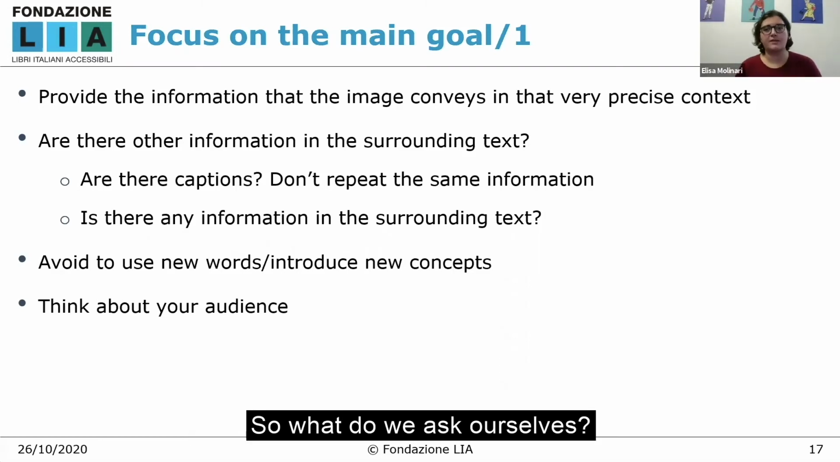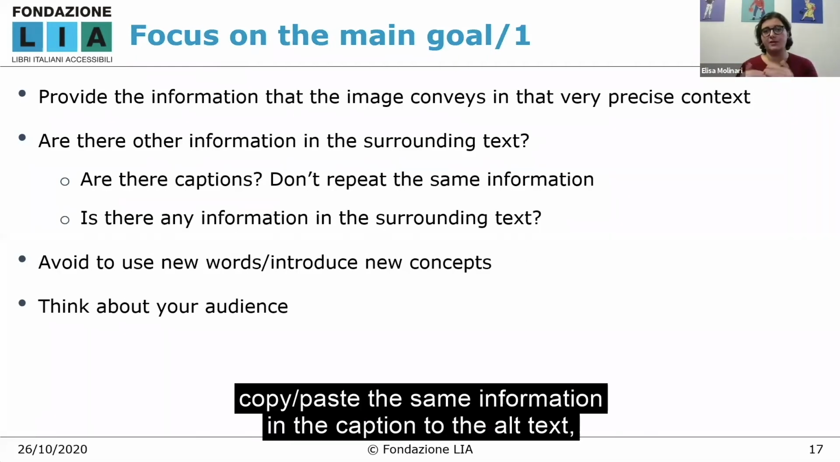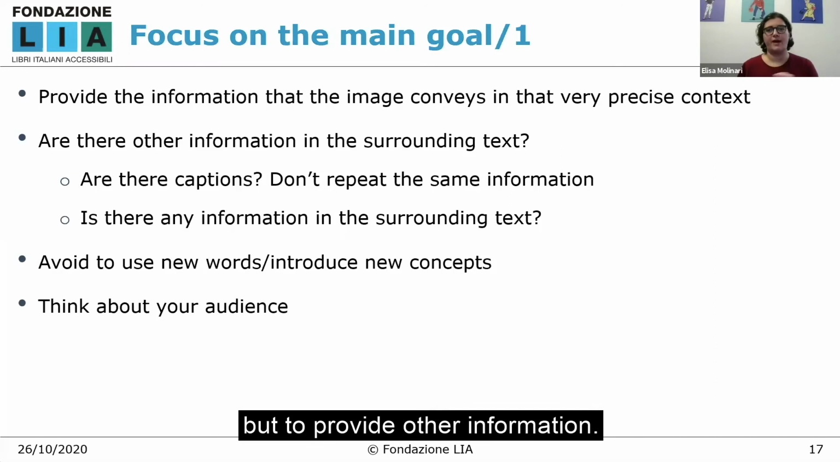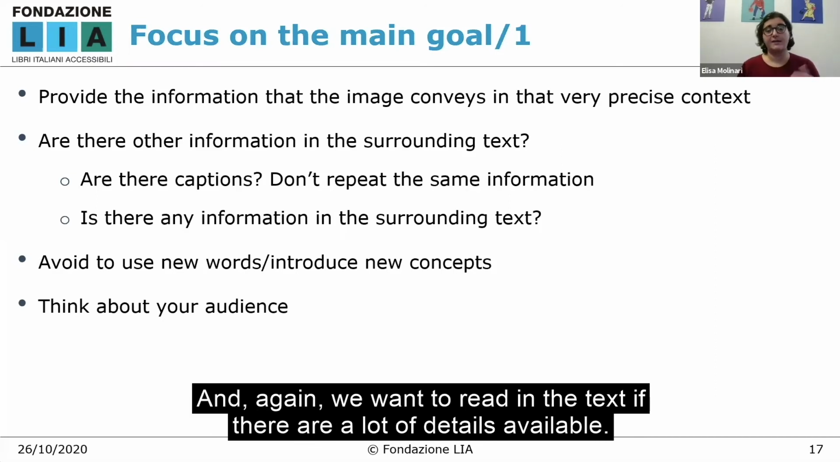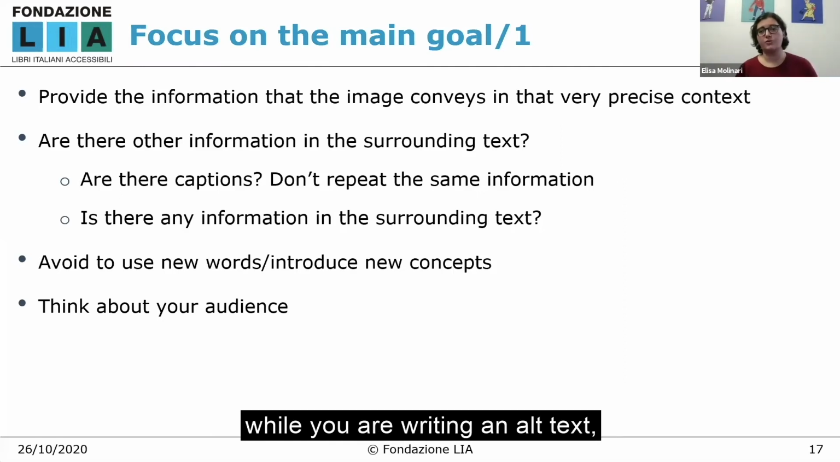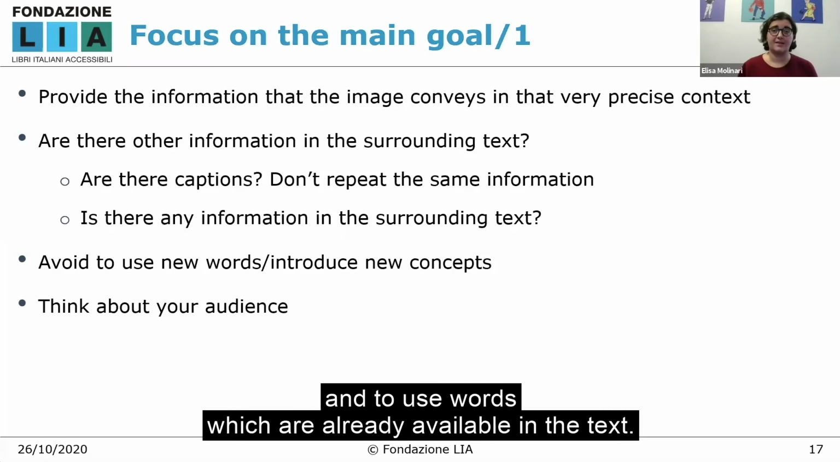And so what do we ask ourselves? Do we have already a caption? If so, we don't want to copy and paste the same information of the caption in the alt text, so that the screen reader won't repeat the same information twice, but provides other kind of information. And again, we want to read in the text if there are a lot of details available. What else? We invite you not to use new words and introduce new concepts while you are writing an alt text, and to use words which are already available in the text.